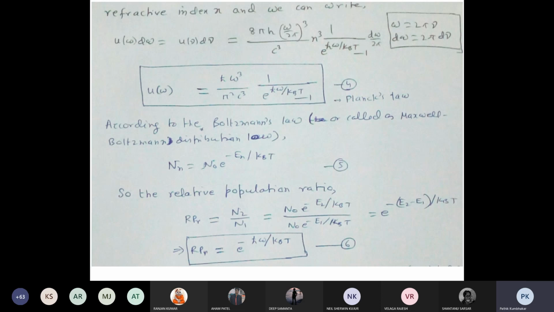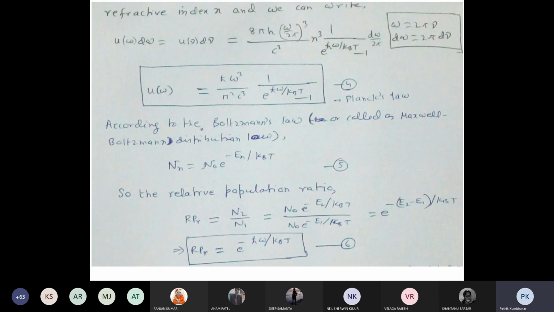So as we go to the higher energy levels, you can see that the number of atoms is lower. Say this is energy level E1, so the number of atoms is N1, and this is energy level E2, number of atoms is N2, which is less than N1. So according to the Boltzmann distribution law, the upper energy level will always have a lower population than the lower.